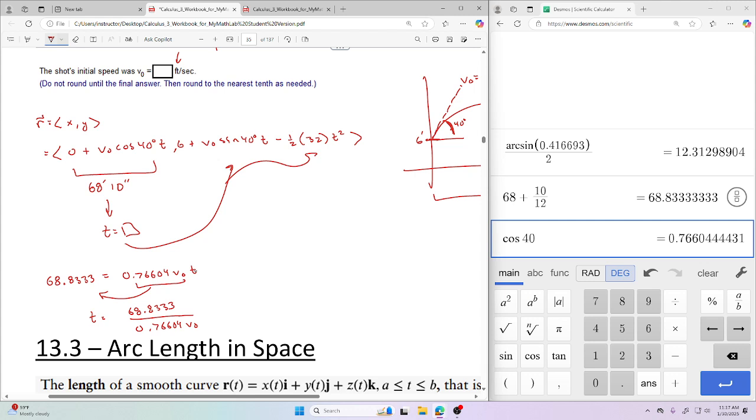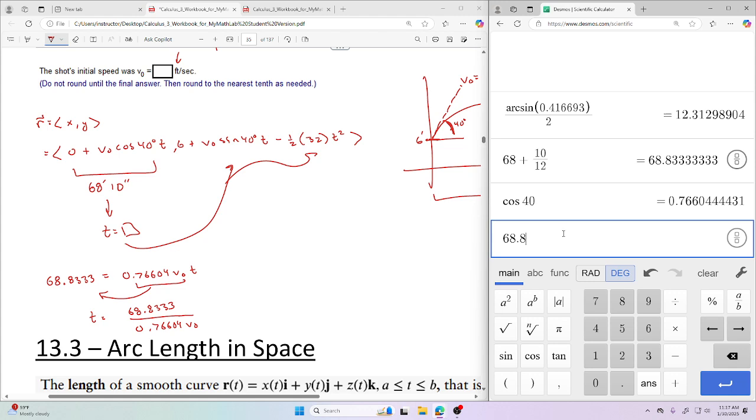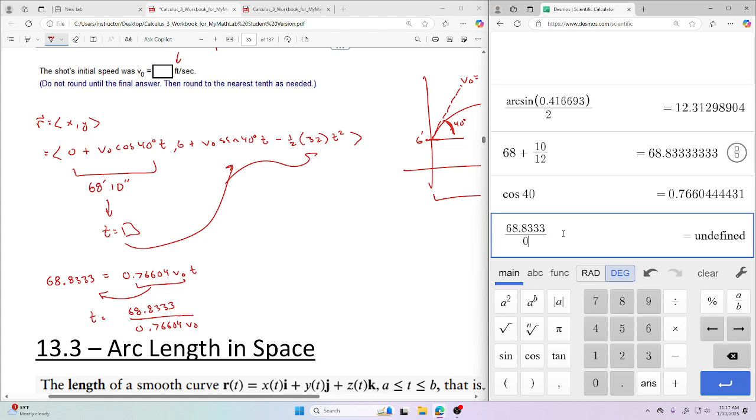There's a V naught in the denominator. Does that scare you? It scares me. I'm not saying that it's wrong. I'm just saying I don't like that. It's like, meh.